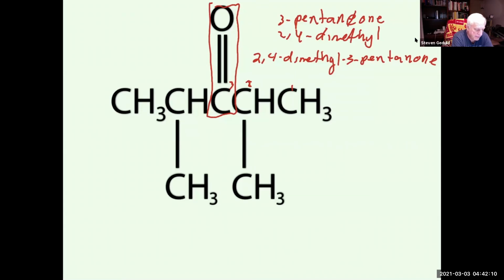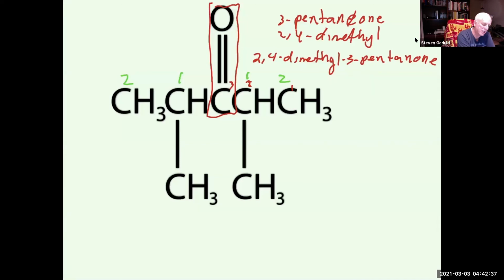Okay, common name. Again, we're going to count from the carbonyl group outwards. So this becomes number 1. This becomes number 2. This becomes number 1. That becomes number 2. So you have 2 carbons on both sides, which is an ethyl group. And at number 1, there's a methyl group attached.